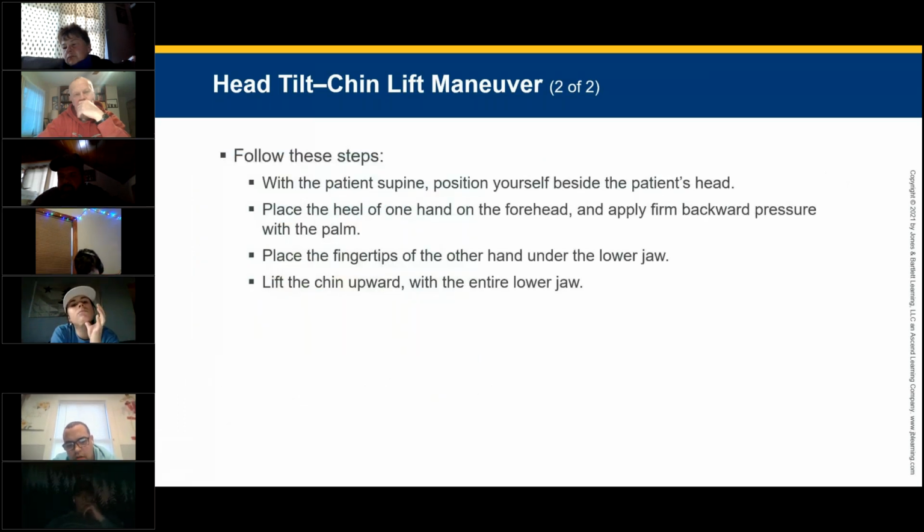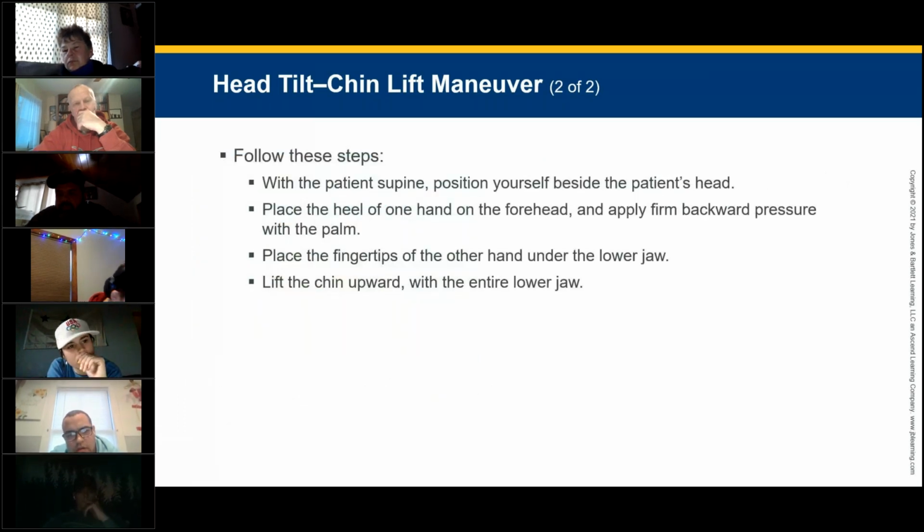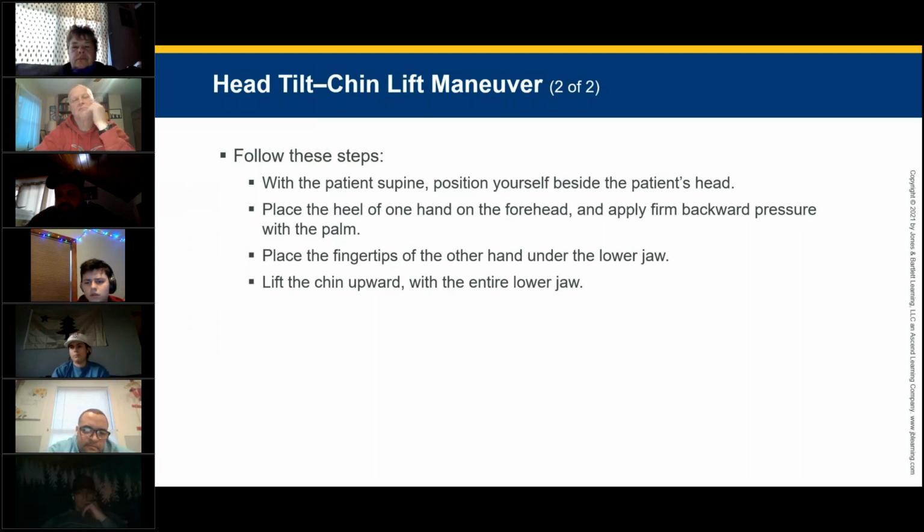So with the patient supine, you're going to position yourself behind the patient's head. You're going to place the heel of one hand on the patient's forehead and apply firm backward pressure with the palm. You're going to place the fingertips of the other hand under the patient's lower jaw, and you're going to lift the chin upward with the entire lower jaw helping to tilt the head back. Again, we'll go over this in person. We'll demonstrate it. It'll make more sense when you can see it.